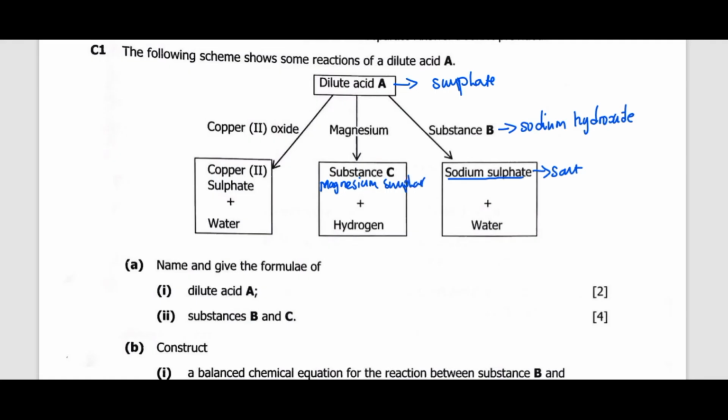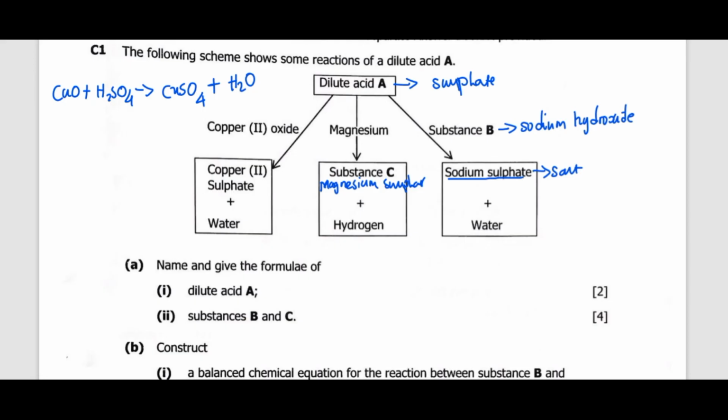Then let's look at this one. So this one will be, we have copper oxide. So copper oxide plus sulfuric acid will give us copper sulfate. Copper oxide, yes, as a reactant. So copper oxide as a reactant will give us copper sulfate plus water. So this one is given, we are able to see.